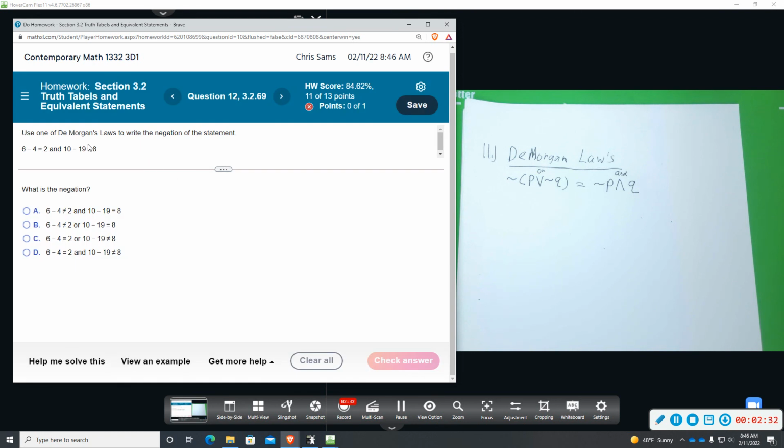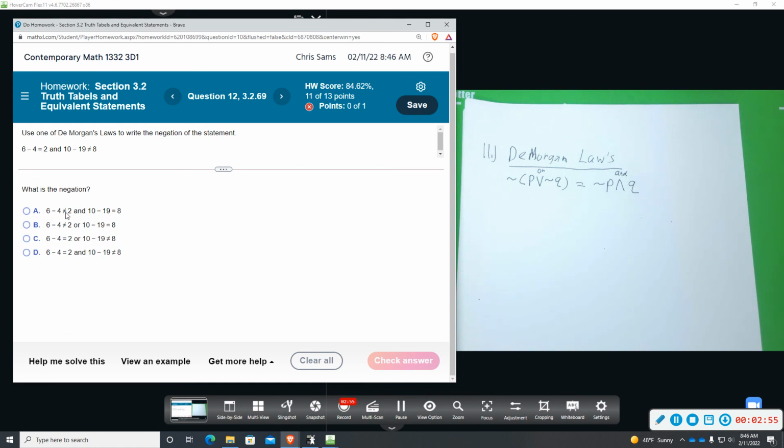And then we're going to do it again. We're going to use De Morgan's law on this last one. We're going to negate this statement. So we're just going to negate everything. Okay, so we have 6 minus 4 equals 2. To negate equal, we're going to just say not equal. Just put a line through it. So we're going to say 6 minus 4 is not equal to 2.